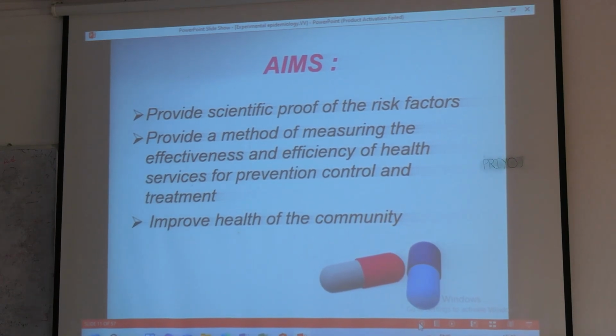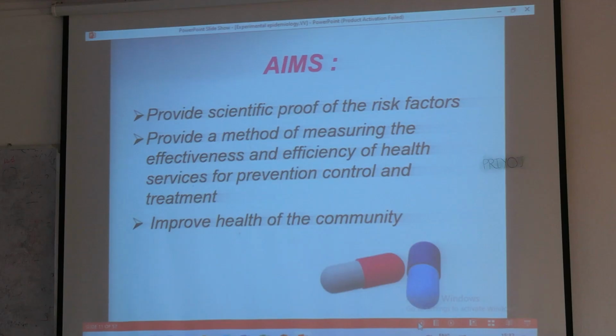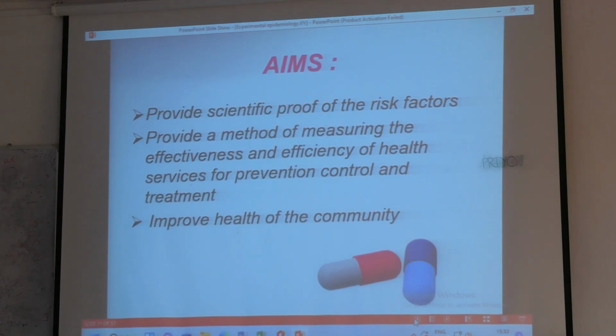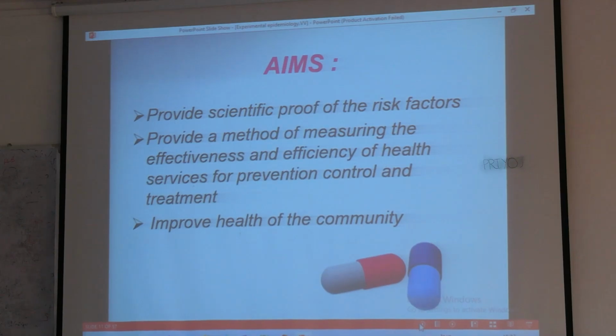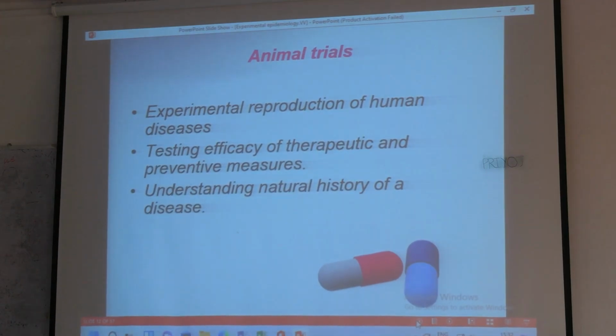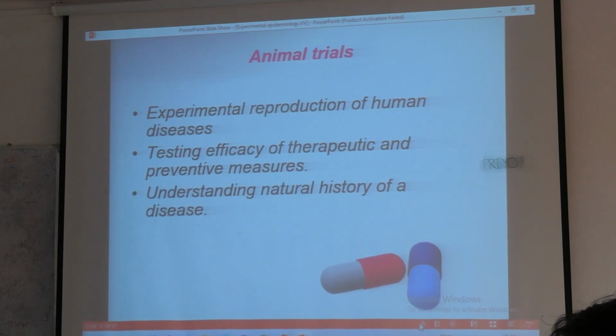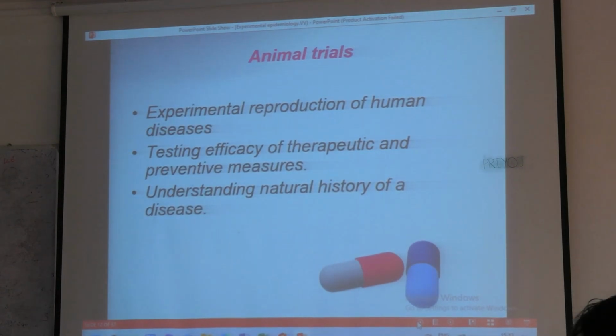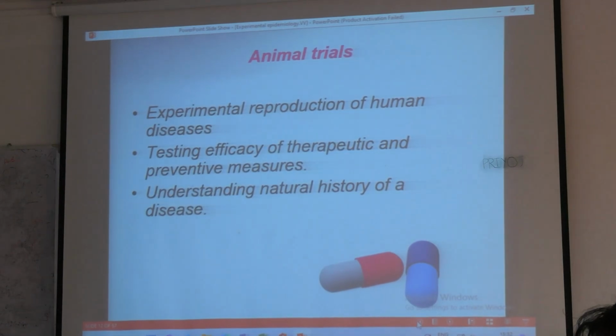So the aim is to provide a scientific proof of risk factors, provide a method for measuring the effectiveness and efficiency of health services, and improve the health of the community. So first we had animal trials, experimental trials among animals, testing efficacy of therapeutic and preventive measures, understanding natural history of disease.